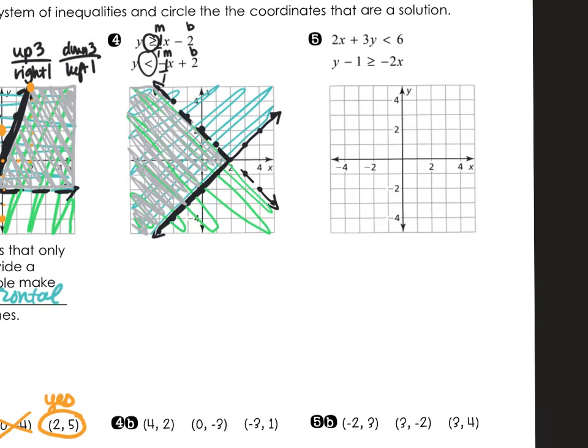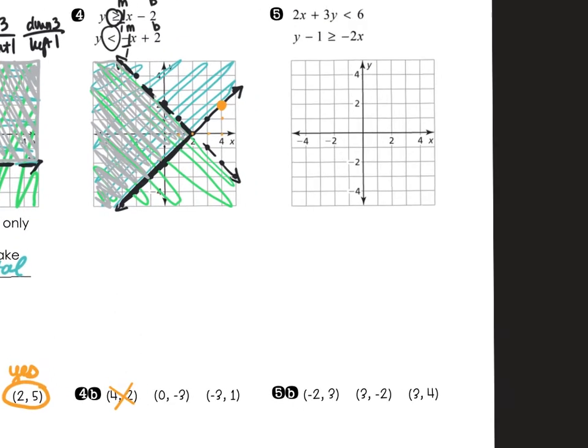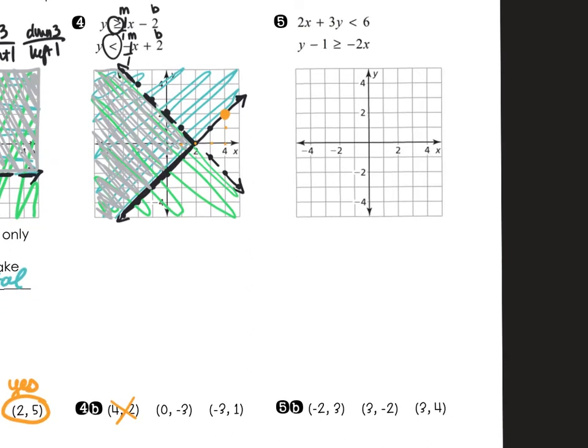So 4, 2, that is right 4, up 2, that is right here. And it is on the solid line, but it's not in the overlap area, so that one wouldn't work. 0, -3, it's going to stay at the origin and go down 1, 2, 3. Again, in one area, but not in the overlap. And then -3, 1. 1, 2, 3, 1. That is in the overlap area, so that's a yes.